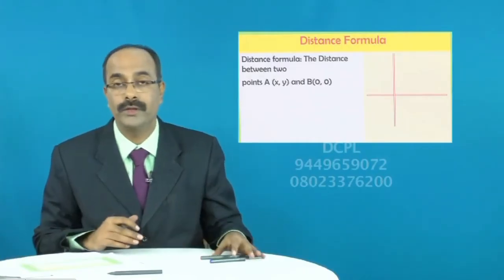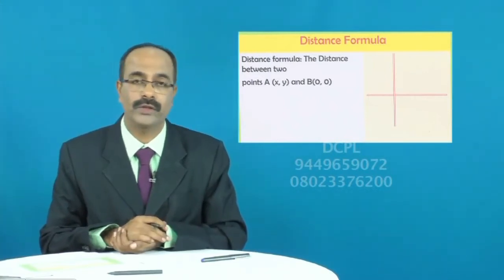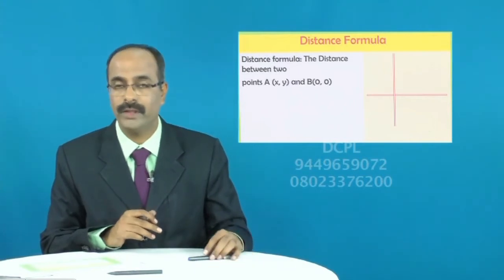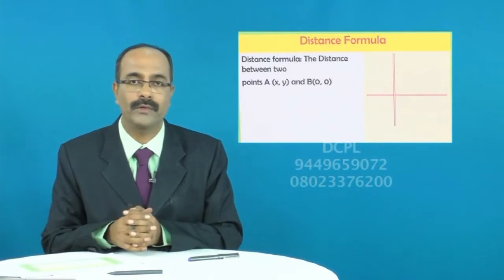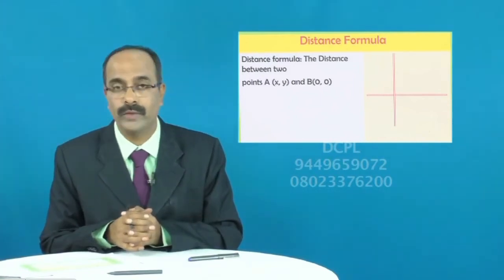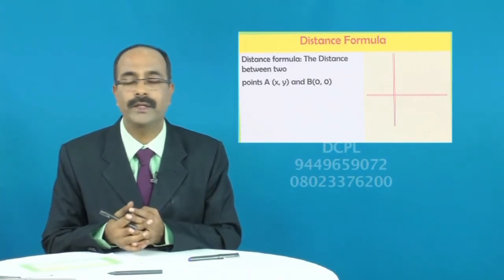Hope you have understood the distance formula if 2 points are given, x1, y1 and x2, y2. Now we are going to talk about another formula, and of course you can say this formula is a subset of the first formula. So in place of x2, y2, if I write 0, 0, and in place of x1, y1, if I write x, y, we'll get this formula.